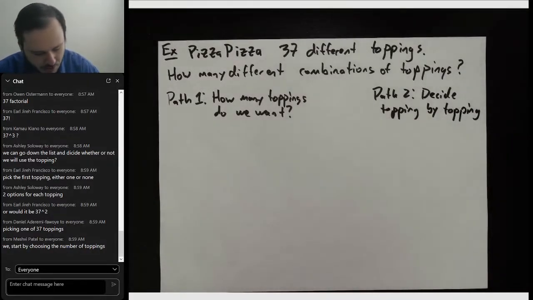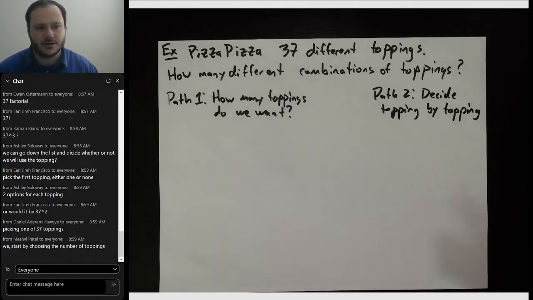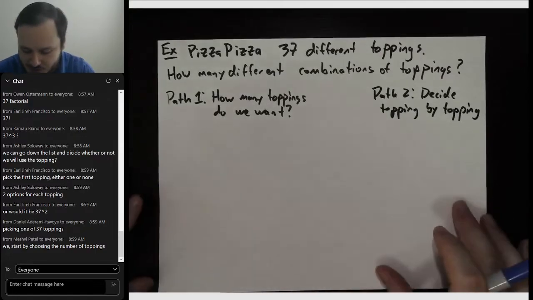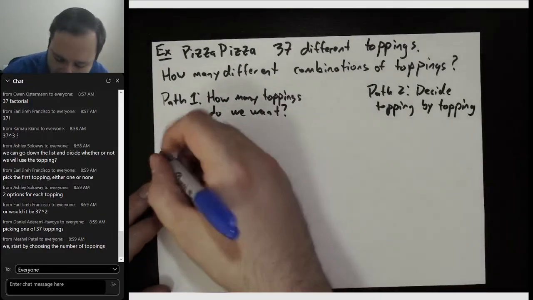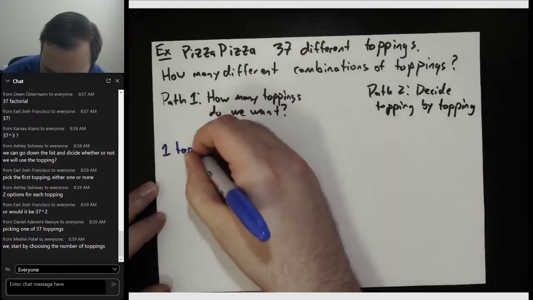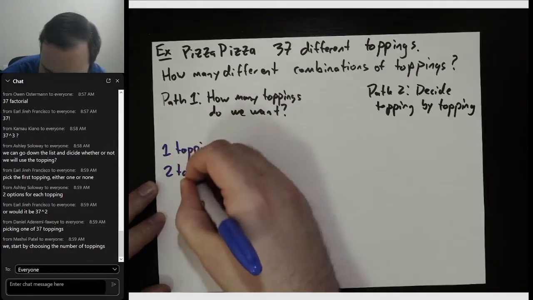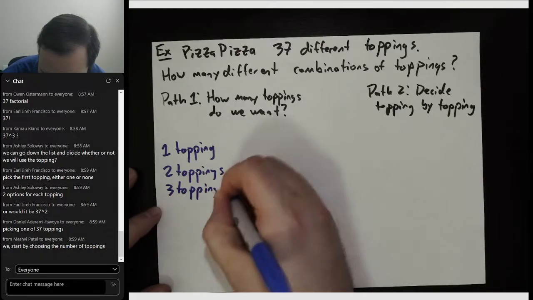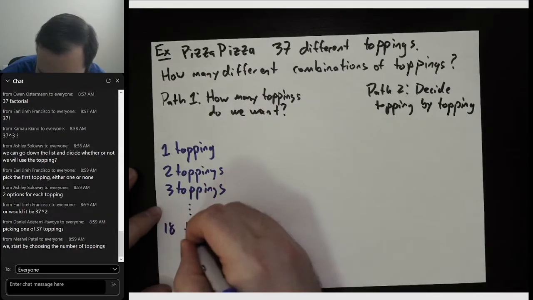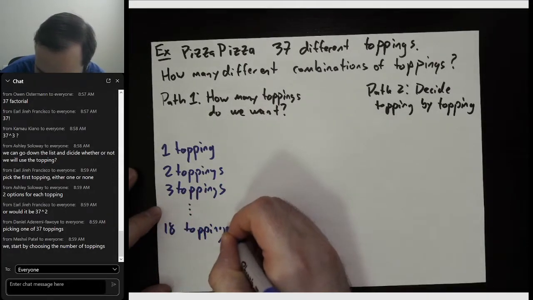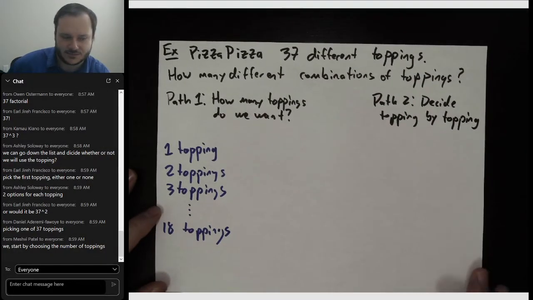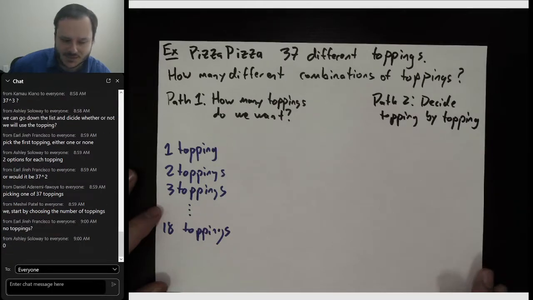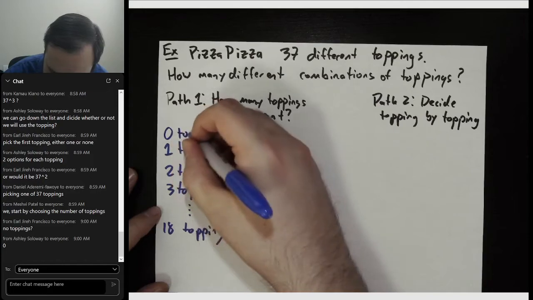Okay, so if we go down path 1, we're breaking it up into a bunch of different options, right? So we're going to be using our rule of sum. So we could have 1 topping, 2 toppings, 3 toppings, all the way down to 18 toppings. And I'm missing a case here. What's the case that I'm missing? Zero toppings, also worth considering.